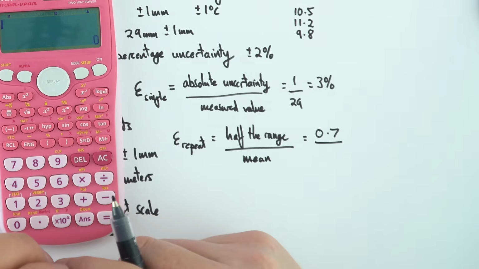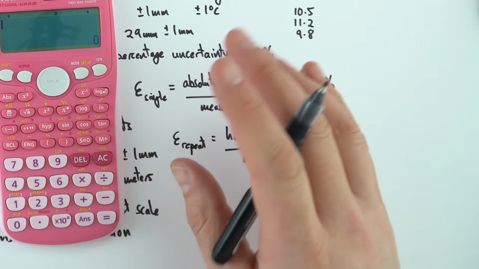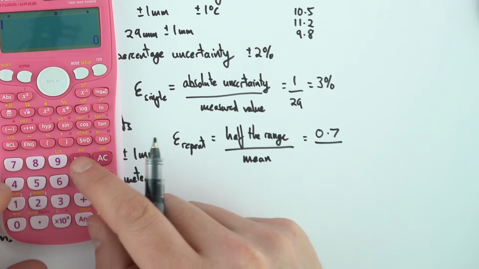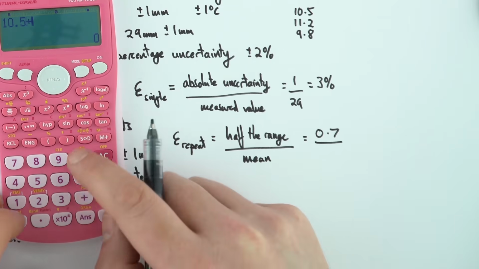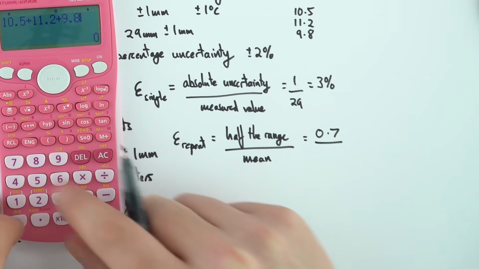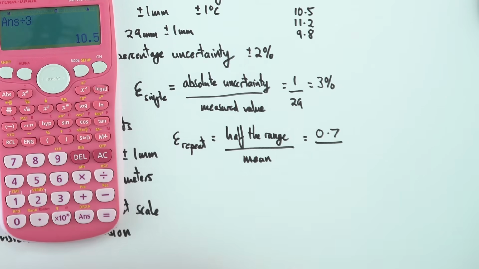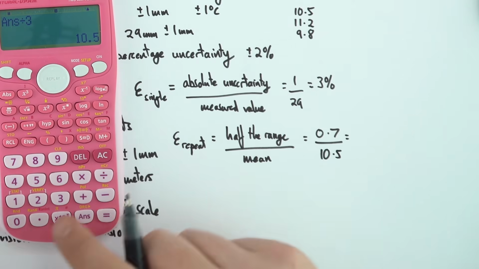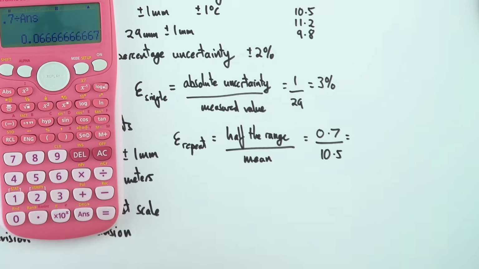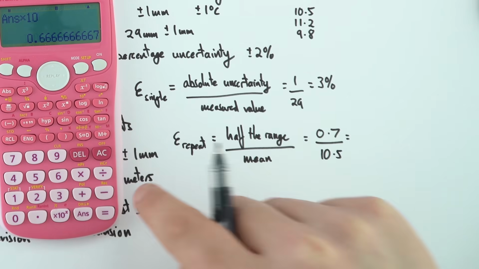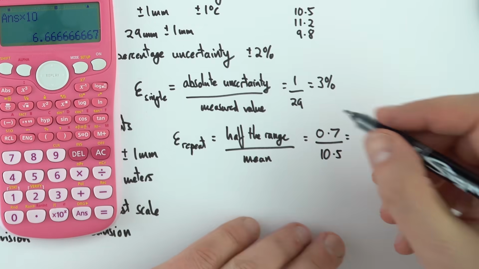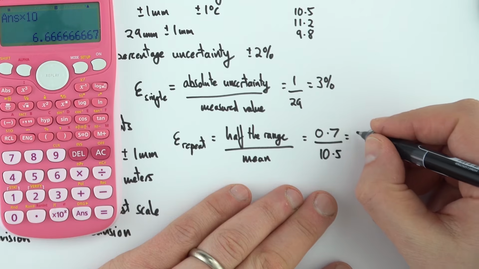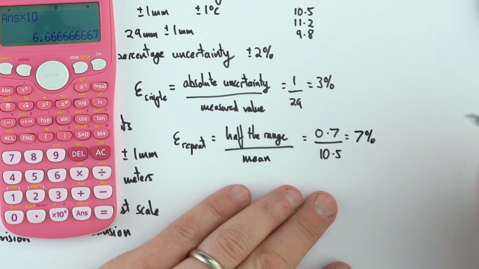In A-level physics, we tend to talk about the mean. We just ignore modes and medians. So let's have 10.5 plus 11.2 plus 9.8 divided by 3. So the mean is 10.5. Oh, that's quite nice. And then we go 0.7 divided by previous answer, times it by 100. And this gives a value of 6.66, which is therefore about 7%.